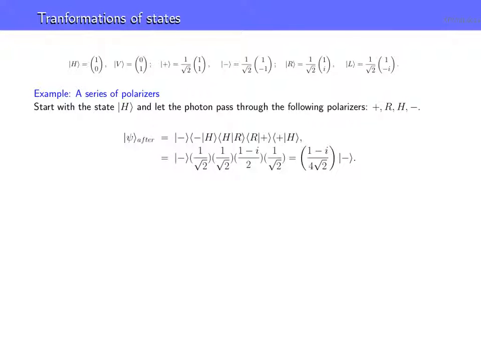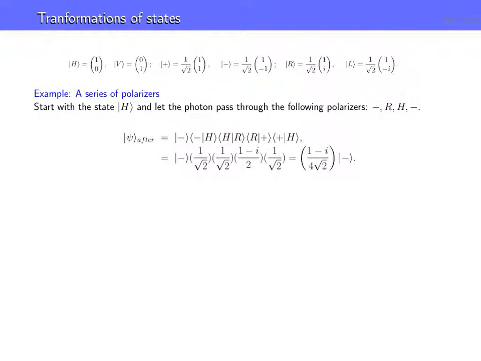Then we go from H on R. Well, again, that's just going to be this on this, which just pulls out a 1 over square root of 2. And lastly, we have minus on H. So we look at that. On that, well, again, we just pull out a 1 over square root of 2. And putting it all together, we get this, 1 minus i over 4 times square root of 2 times minus. That's the state after it goes through our polarizers.